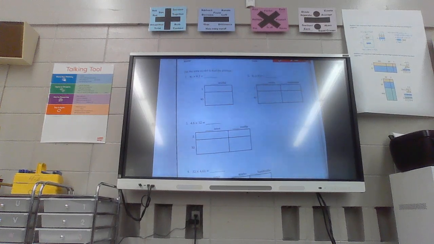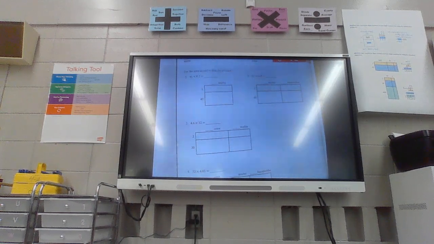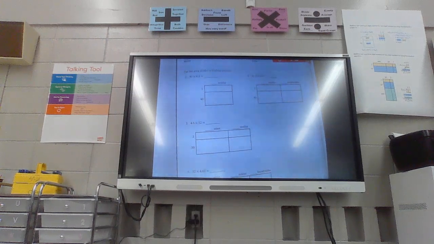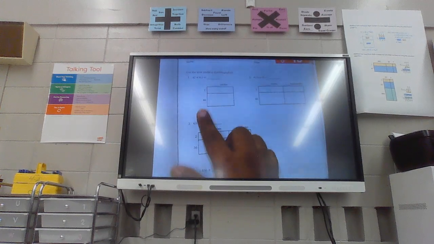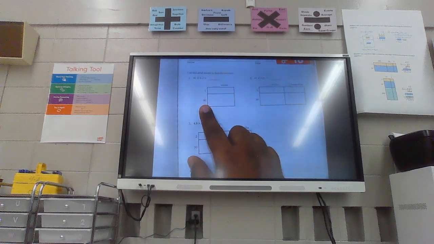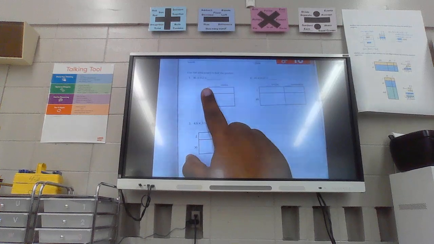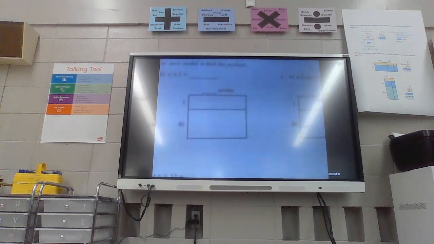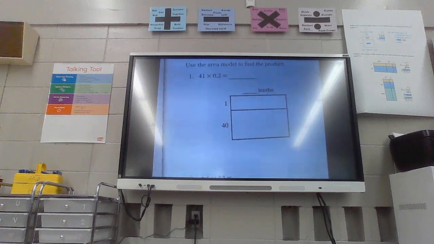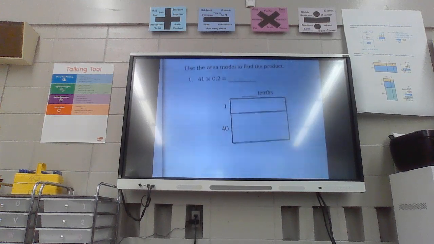Alright, so on this page we see use the area model to find the product, right? And the area model is just like using the area model with normal multiplication. We just got to think about what? The value of the decimal, all right? So here, if we look, we have 41 being broken up into what? 40 and 1. And then at the top it says blank tenths. You see that? It says blank tenths. What goes there? 2. Just the number 2.